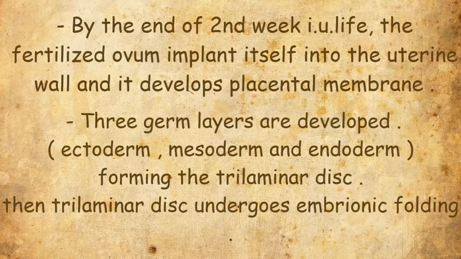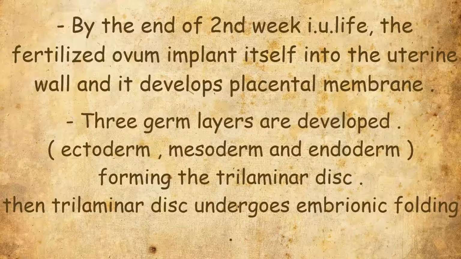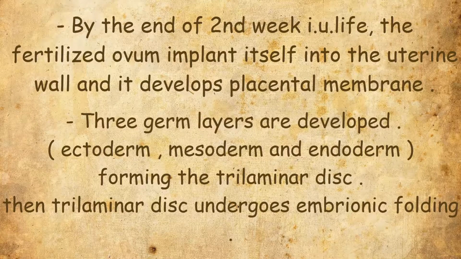By the end of the 2nd week of intrauterine life, the fertilized ovum implants itself into the uterine wall and develops the placental membrane. 3 germ layers are developed: ectoderm, mesoderm and endoderm, forming the trilaminar disc. Then the trilaminar disc undergoes embryonic folding.